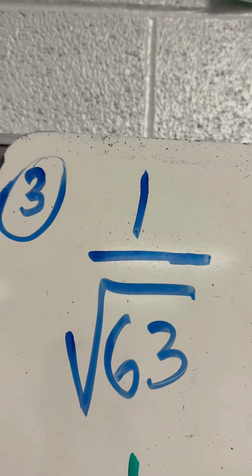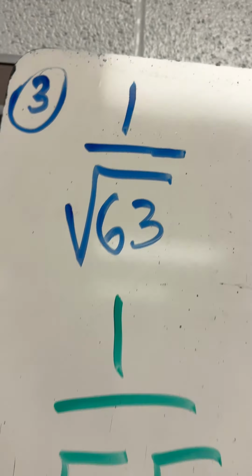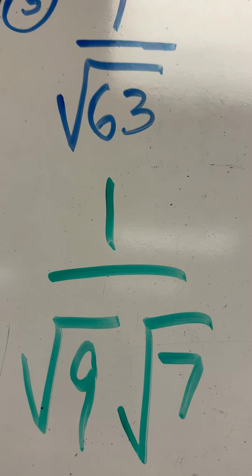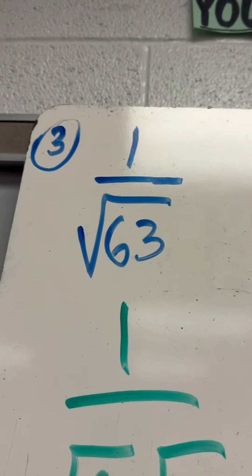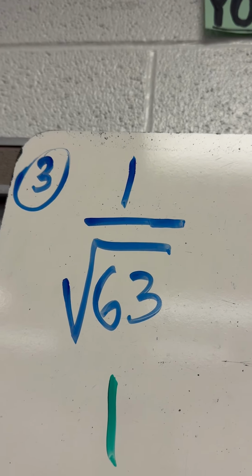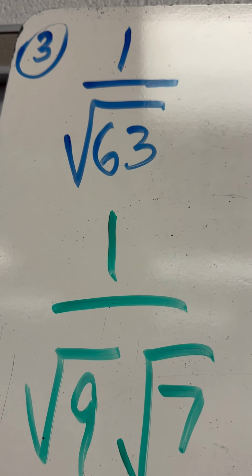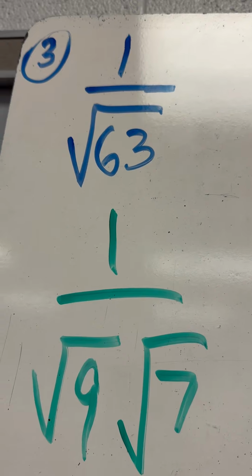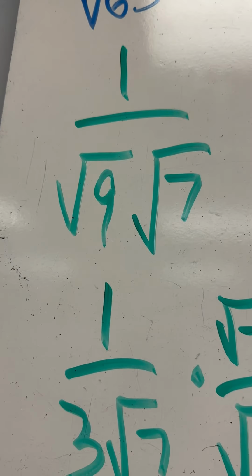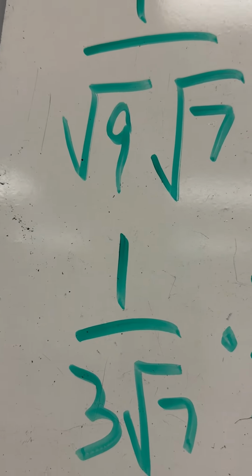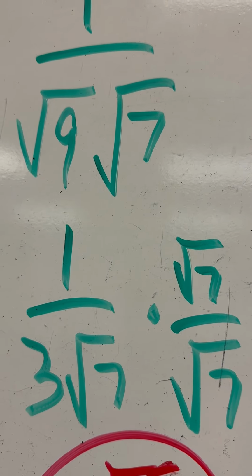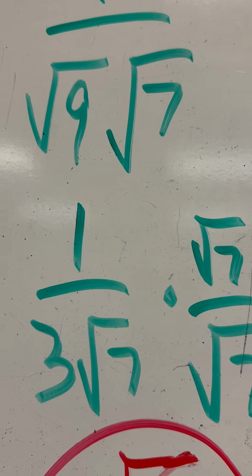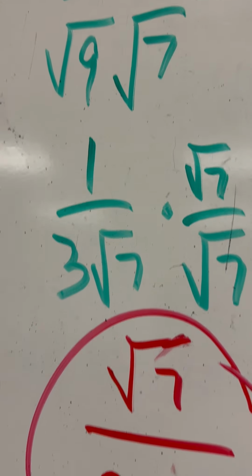Okay. What perfect square goes into 63? That would be 9. 9 times 7 is 63. What perfect square goes into 63? That would be 9. Square root of 9, square root of 7. What's the square root of 9? That would be 3. Square root of 7. So now we're going to multiply by square root of 7 over square root of 7. So you get square root of 7 over 3 times 7, which is 21.